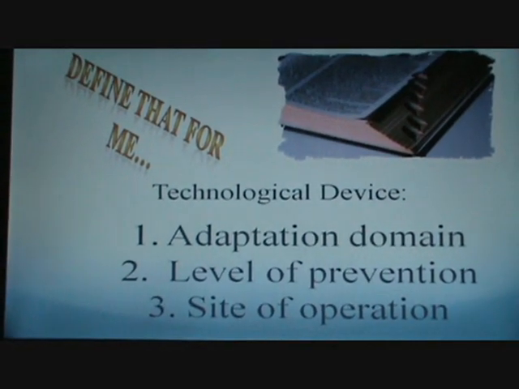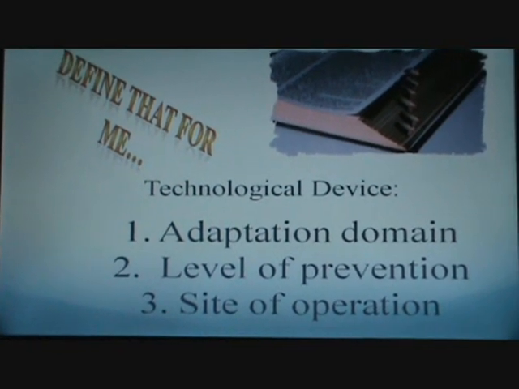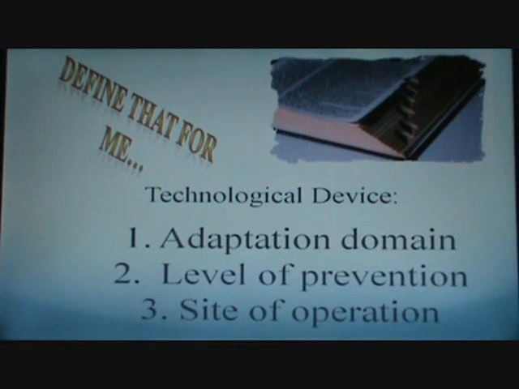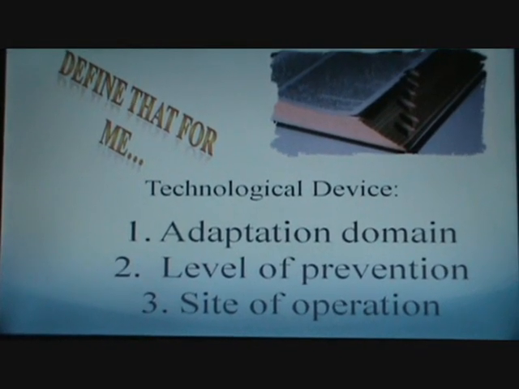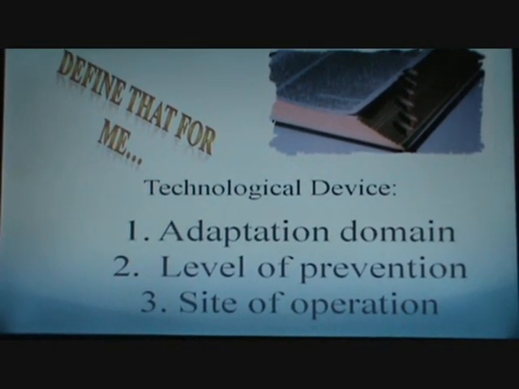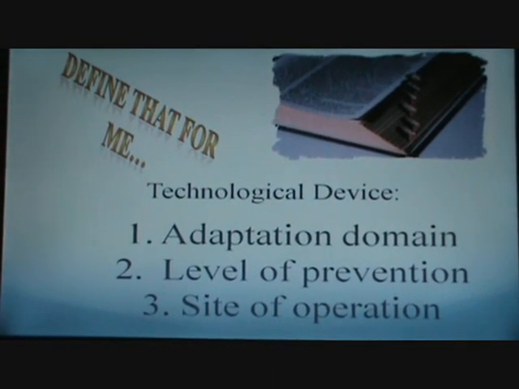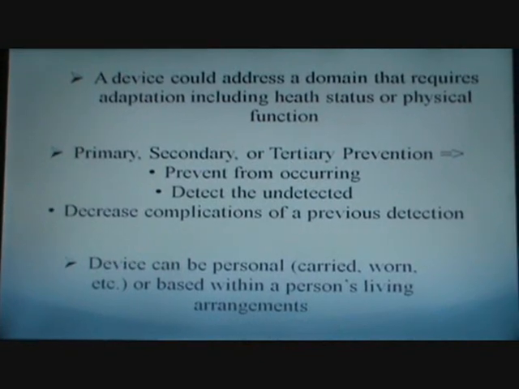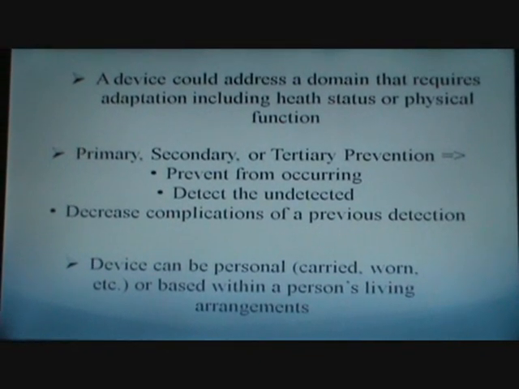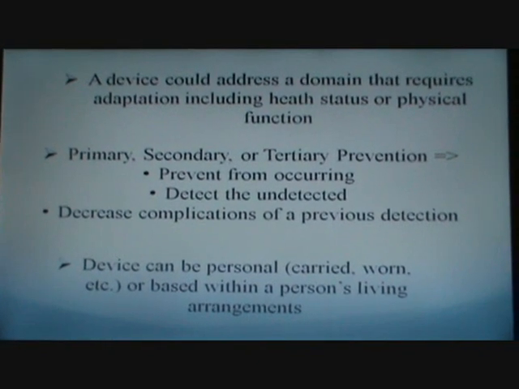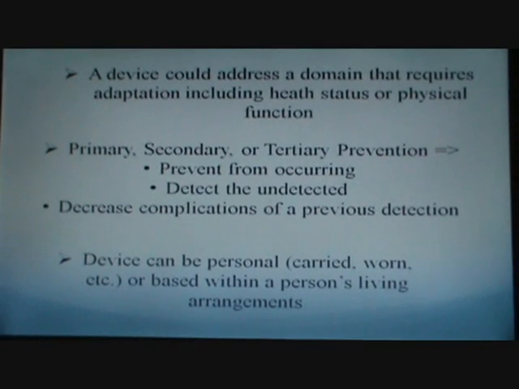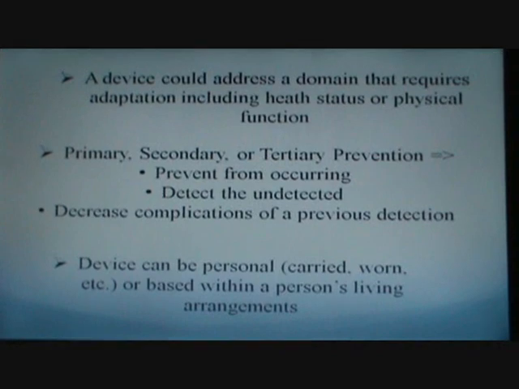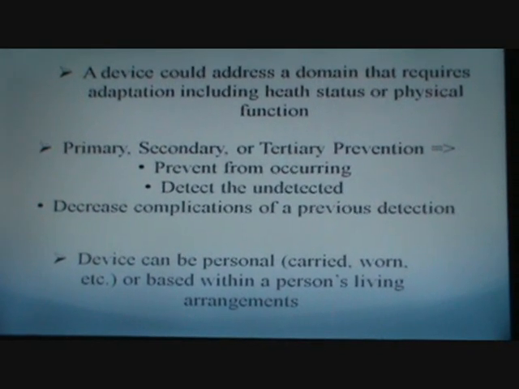Okay, so for the future, in general, a technological device falls into 3 different categories. There's an adaptation domain, there's a certain level of prevention, and there's a site of operation as well. For the adaptation, a device could address a domain that requires adaptation, and that would include things such as health status or physical function.